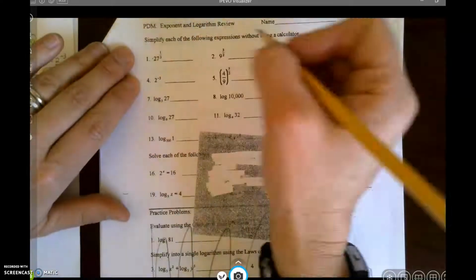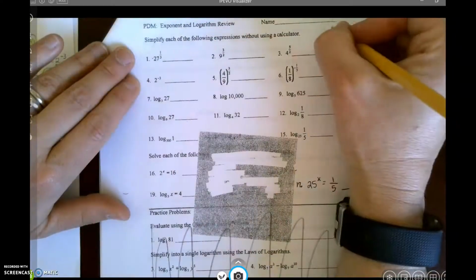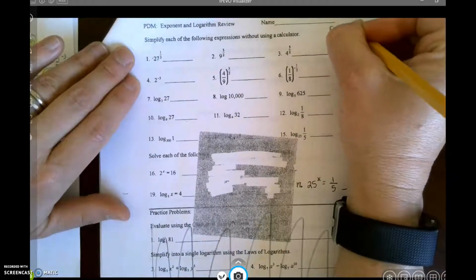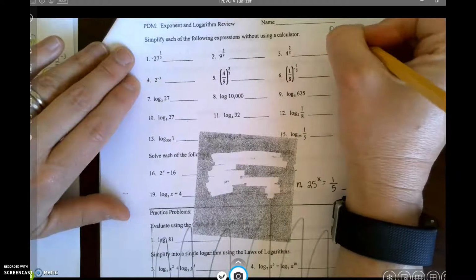Right, so let's do our exponent and logarithm review or practice. And it does ask you to do this without a calculator. So we're going to try and do it without a calculator. This first one says 27 to the 1/3. And remember that we always have power over root.